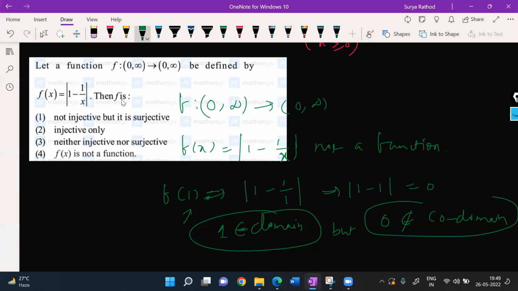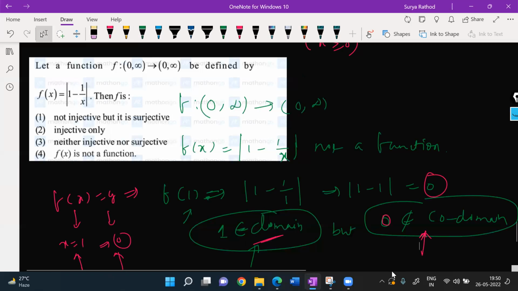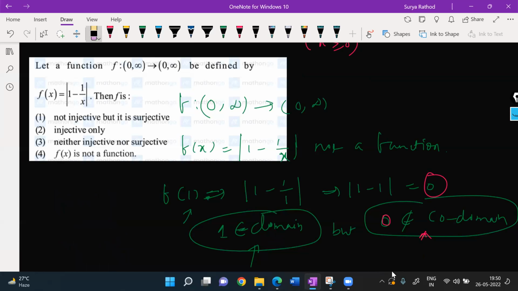Understood my point. 1 is in the domain because the value which I substituted is from the domain. The answer which I got is y, right? Here f of x is equal to y. Substituted x value as 1, I got y value as 0. So 1 belongs to the domain, but the 0 does not belong to the codomain here. Why does it not belong to the codomain? Check. How many of you understood this? Tell me.